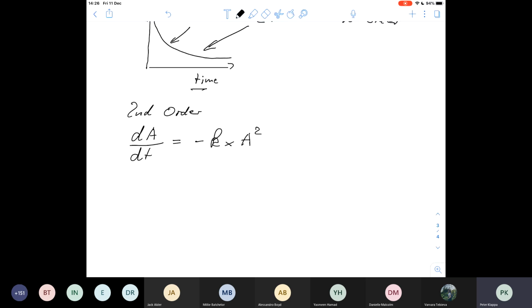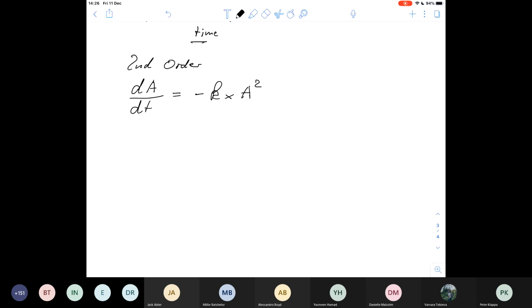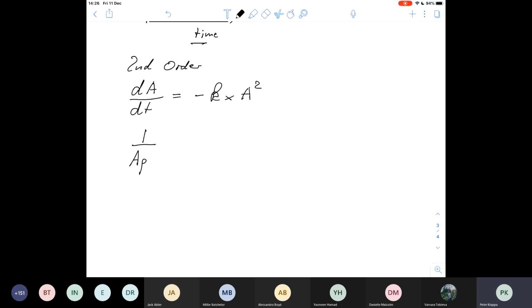Absolutely right. Now, if you are trying then to integrate this equation, you will find that something very weird happens, because what you will end up with is 1 over A final equals minus k times t. Sorry, I made a mistake. It is positive k times t plus 1 over A initial. So that would be the integrated form.